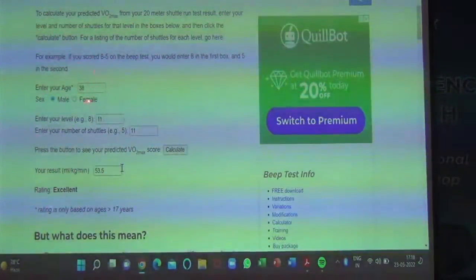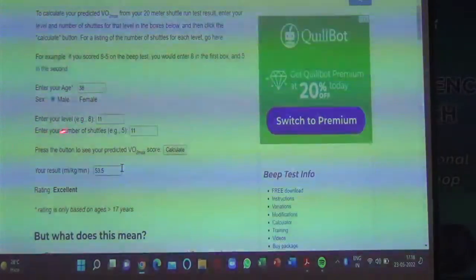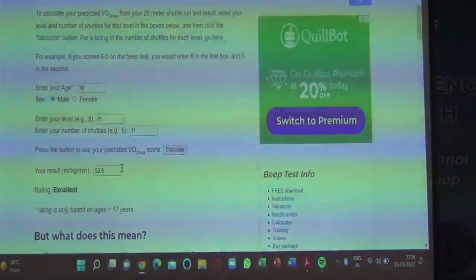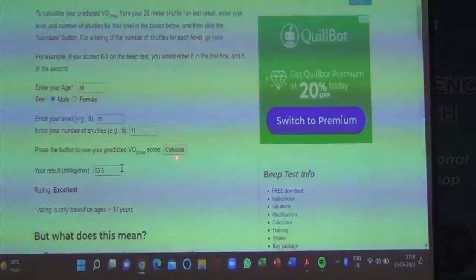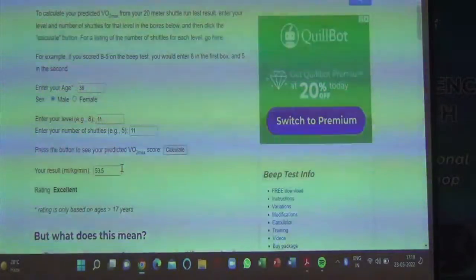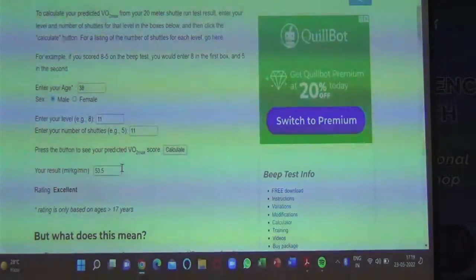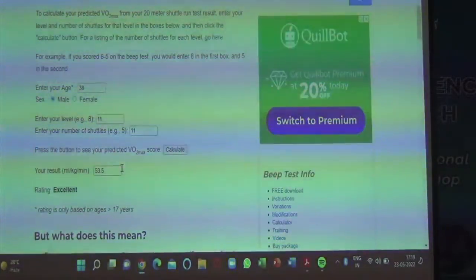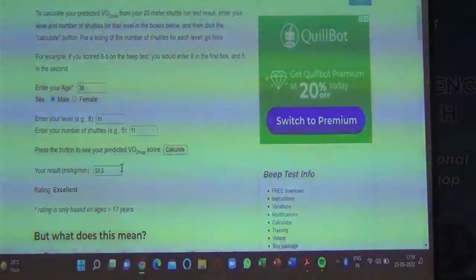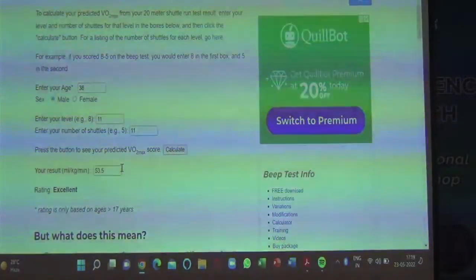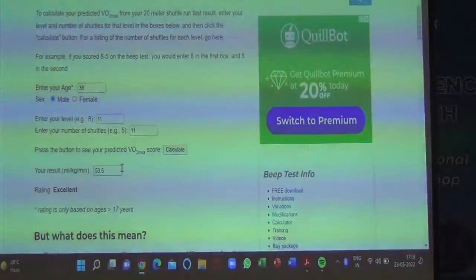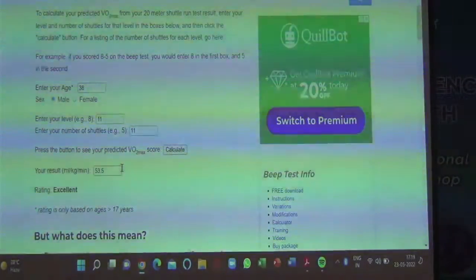See, we have entered the age, then sex, and then entered the level 11, then shuttle 11, and we got the score of 53.5 ml per kg per minute. If I ask you to convert it into absolute value, what will you do? You have to divide the VO2 max value by the body weight, which is 65.